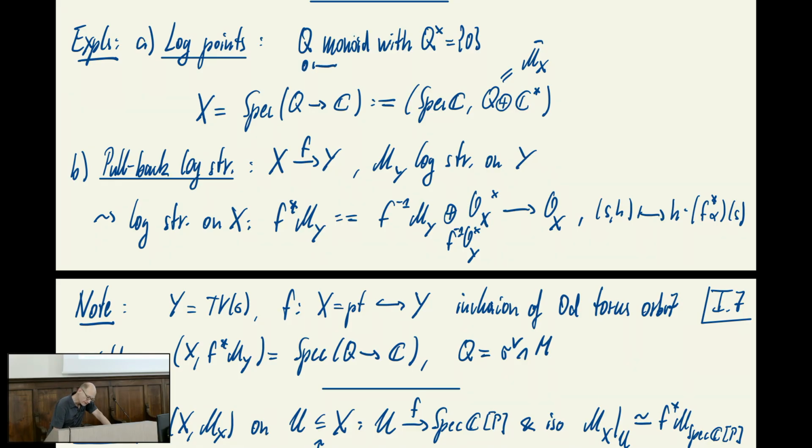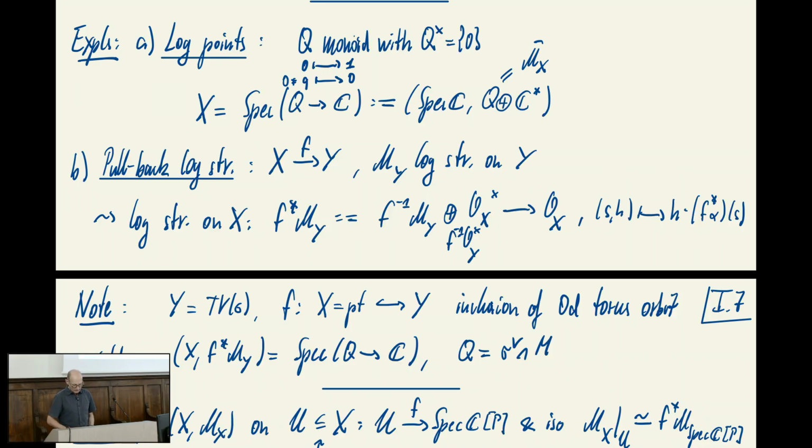It maps 0 to 1. That looks strange. 0 is the additive unit in Q, and 1 is the unit in C as a multiplicative monoid. So unit maps to unit, I have no choice. And everything else maps to 0. Okay, and Spec Q to C as a notation means you take Spec C, so that's a point as a scheme, and you take the monoid, which is then a monoid sheaf on this one point space that looks like Q direct sum C star. I take C star multiplicative, Q additive. Looks strange. You will see that it's totally natural in a few seconds.